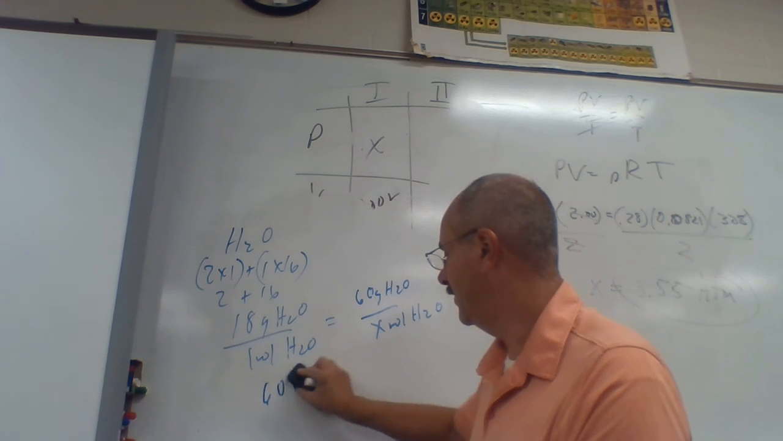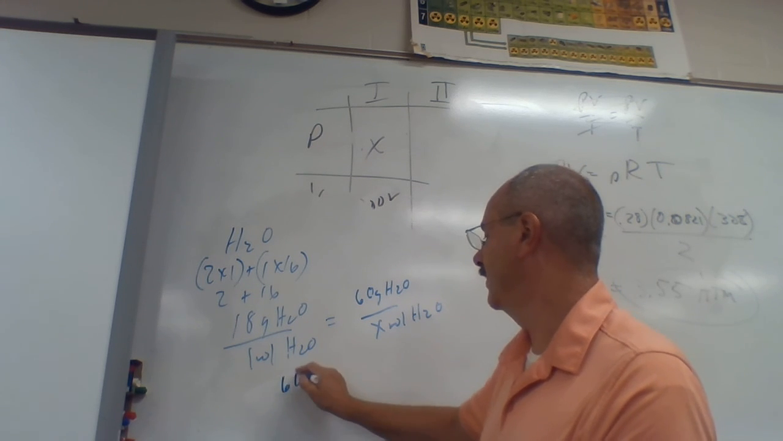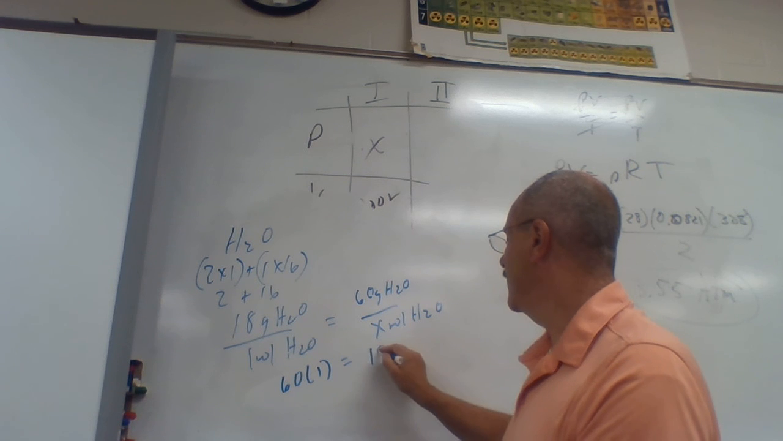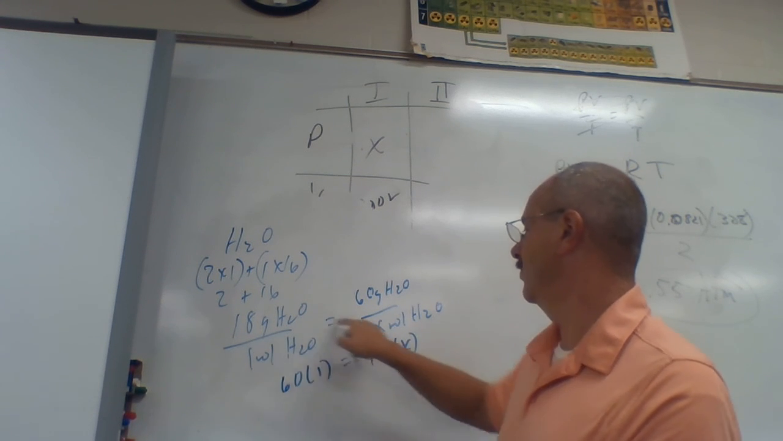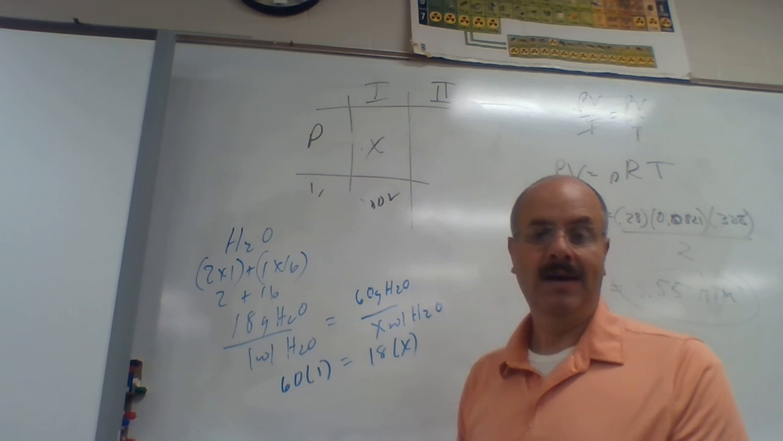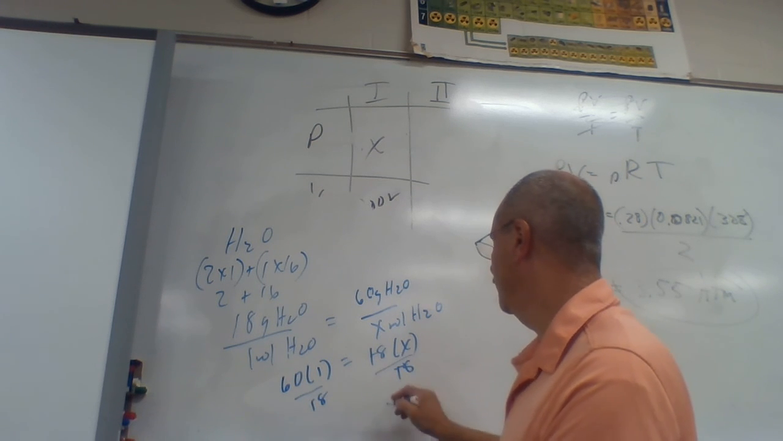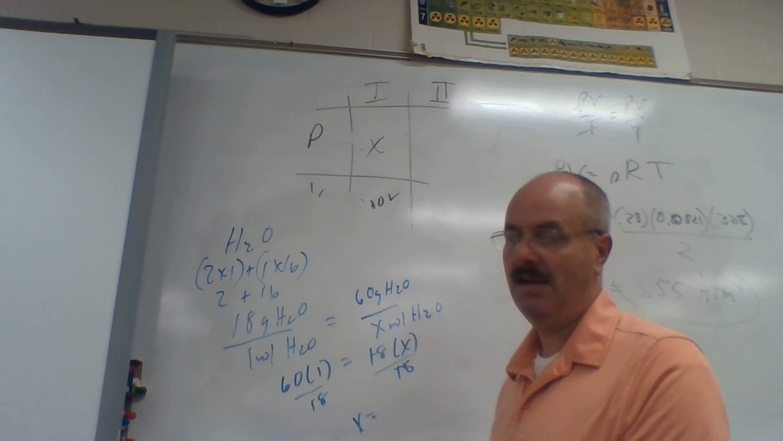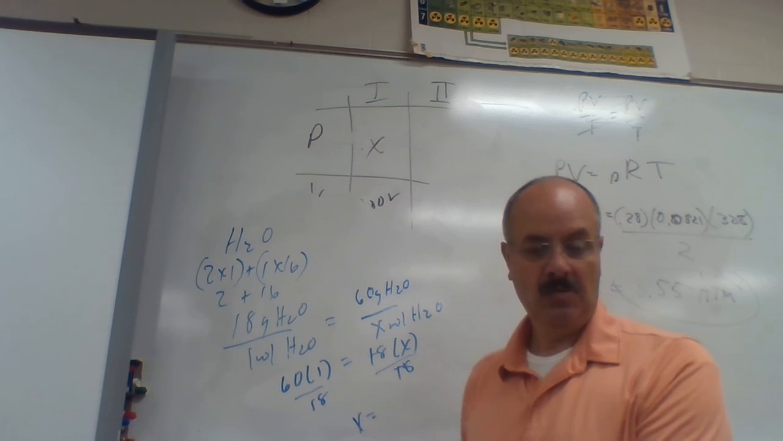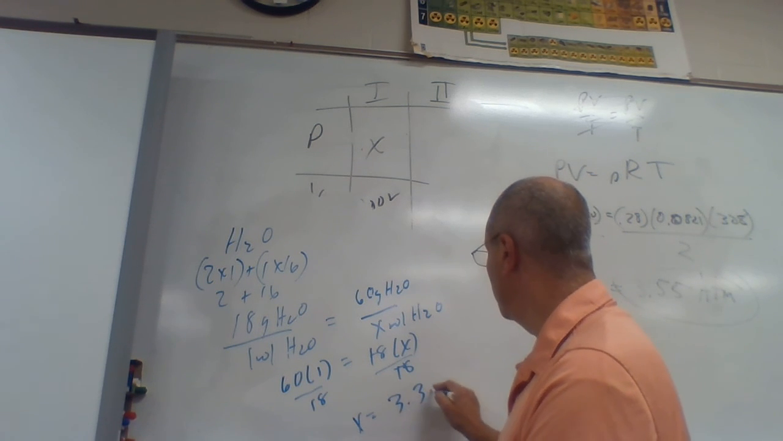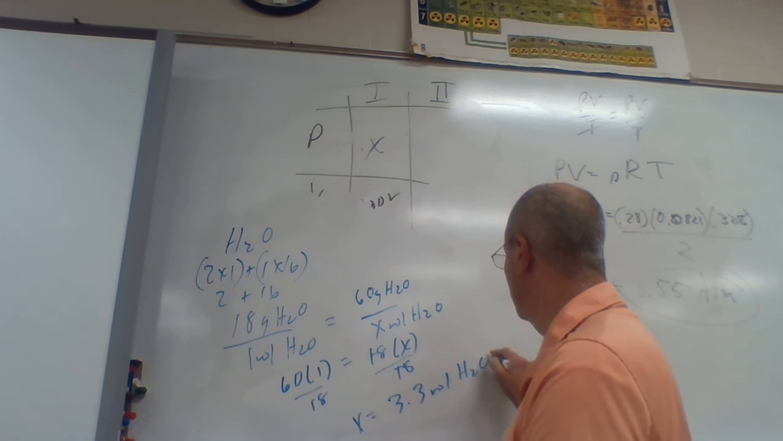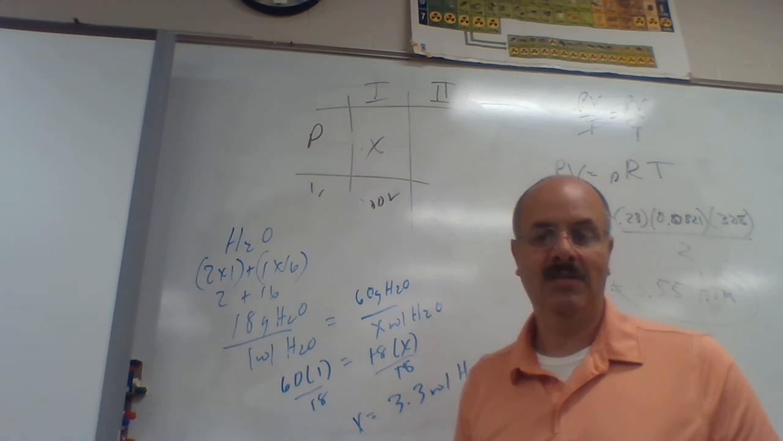Oh, sorry, I made a mistake there. That's 60 times 1, isn't it? Then I got 18 times X. So going this way and that way. Now I got to get X by itself, so I divide 18 on both sides. That lets me cross that out. And X ends up equaling 60 divided by 18, which turns out to be, in your notes, 3.3 moles of water.